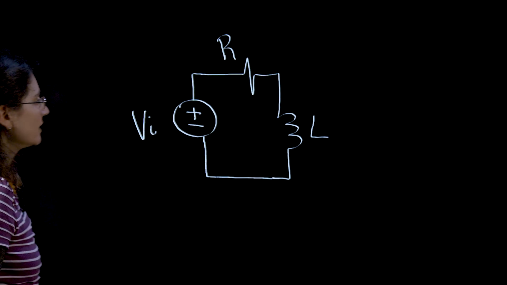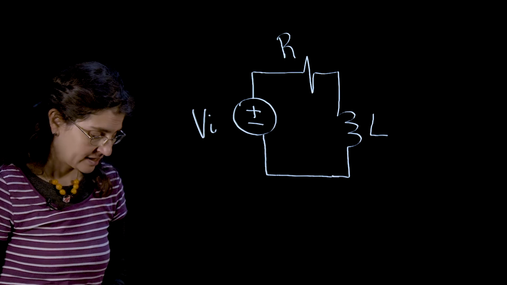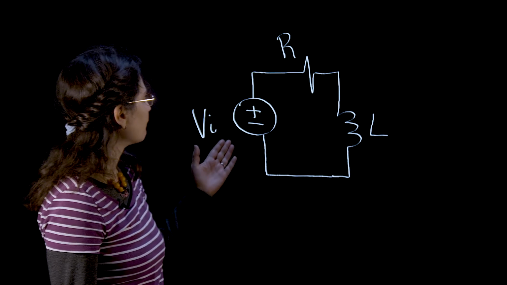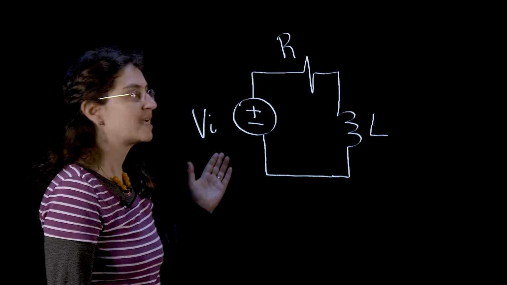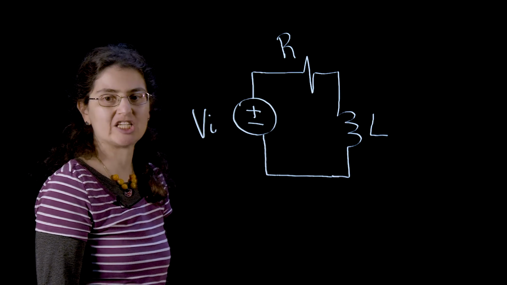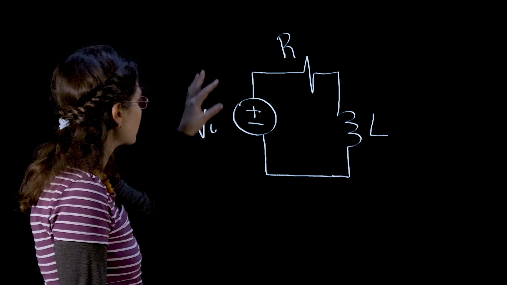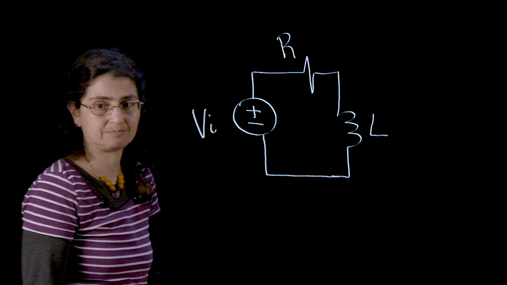Hi, today we will be looking at the step response of the RL circuit, specifically the discharging behavior. So, our circuit looks like this. In this case, we will assume that our voltage source has been switched on for a long time so that my inductor has had enough time to completely charge. And then we're going to switch off the source, and then we're going to see what happens.